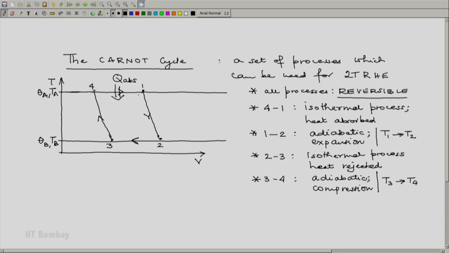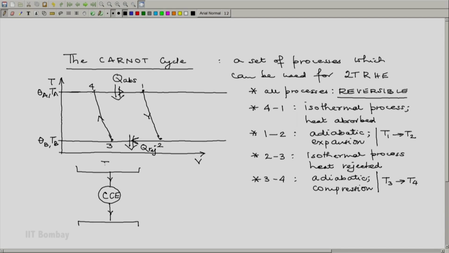During the process 4-1 there is heat absorption from the high temperature reservoir. During the process 2-3 there is heat rejection to the low temperature reservoir. The corresponding symbolic diagram for this would be something like this. Let this be the engine, let me call it the Carnot cycle engine. It works between 2 reservoirs.